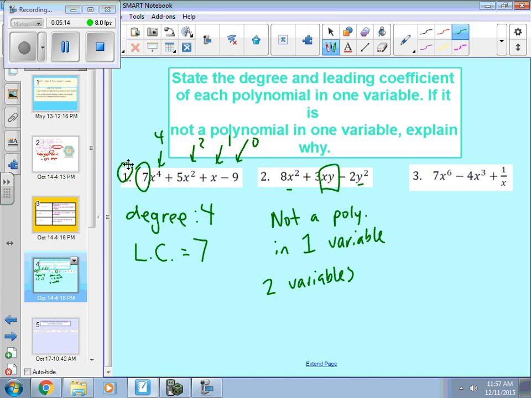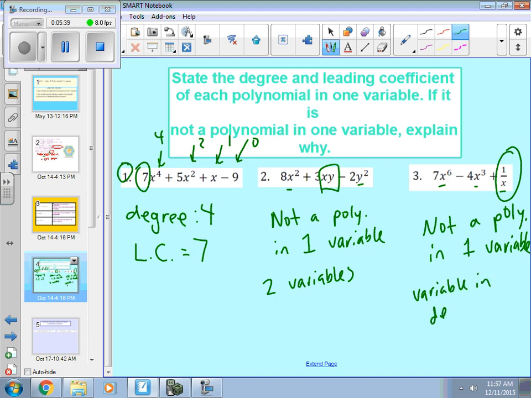All right, the last one, number 3, looks like x is the only variable. Are there any variables in the denominator? Uh-oh, yes, there is. So we would also say this is not a polynomial in one variable. And the reason on this one is that there are variables in the denominator. You can't have that in a polynomial in one variable.